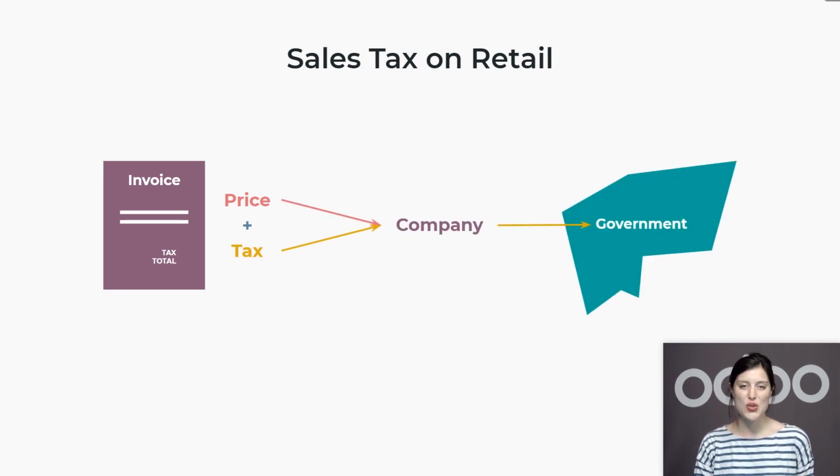A tax is added to the retail price of an item, and the collecting company remits the taxes to the government. Simple and easy. This happens every time something is sold retail to its final customer. This means the retailers won't have to pay for the tax on these items when they acquire them for retail.